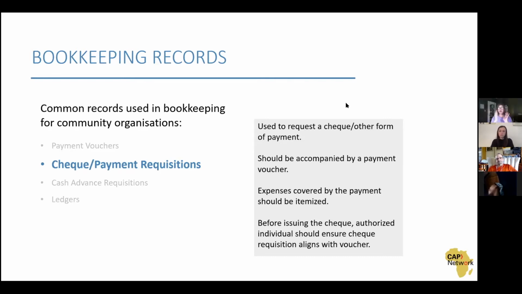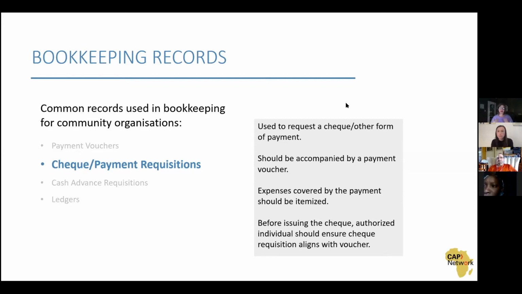Okay, each one of these check or payment requisitions essentially goes along with a payment voucher. So if you think of it as a stack of paper that would be attached, you would have a check or payment requisition. Underneath that is the voucher that you filled out, and behind that are all of the receipts or documentation that go along with that voucher. These usually need to be signed off by some sort of authorized individual within an organization.